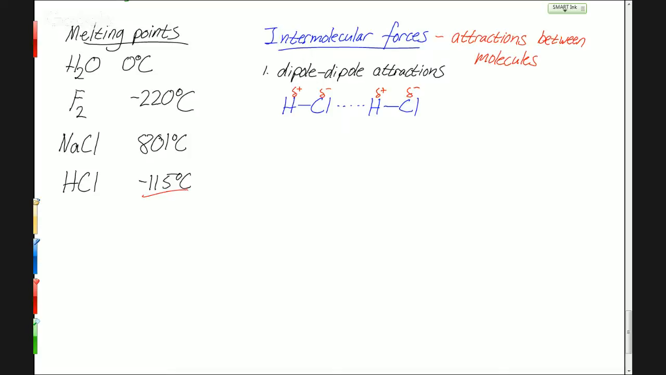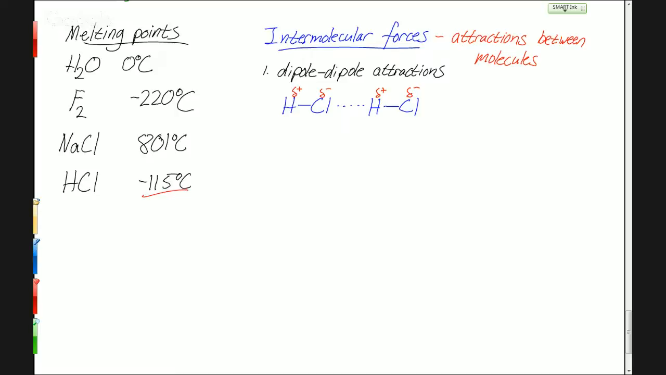If you had F-F, would there be a difference in electronegativity? No, because it's the same thing. So the difference would be 0. So that one would be totally nonpolar. And that has a super low melting point, which means the forces that hold those molecules together are not strong. HCl is not quite as low. So that tells you there's something going on in HCl that's different from F2. And that thing that's different is this dipole-dipole attraction.